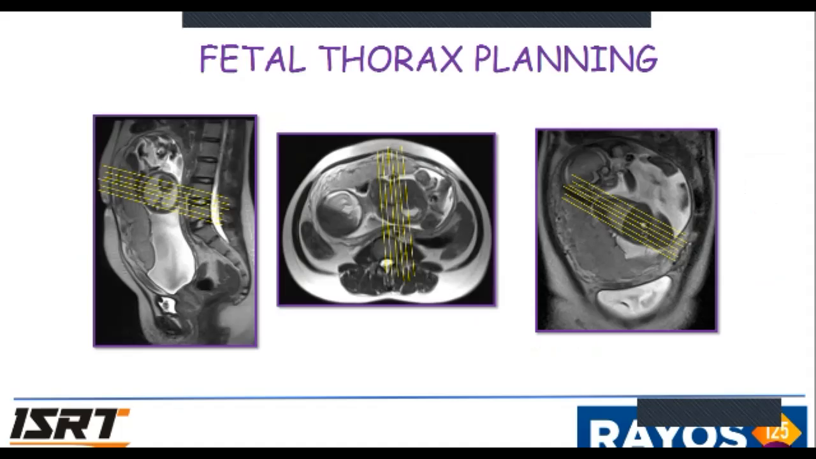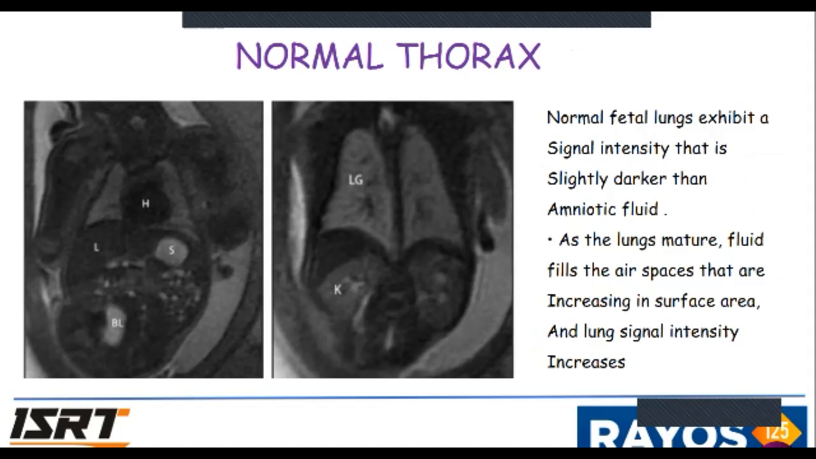For thorax, the planning is done. For axial, the planning is done in the coronal and sagittal, perpendicular to the thorax. And for sagittal, it is done parallel to the thorax.